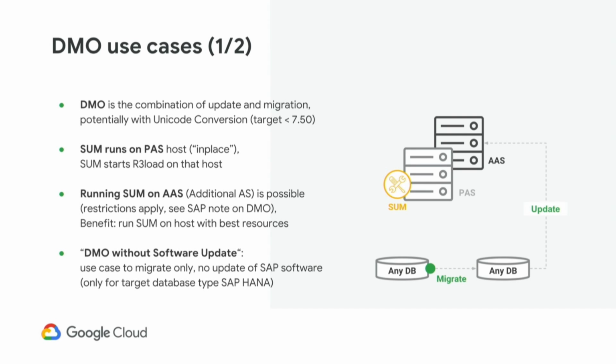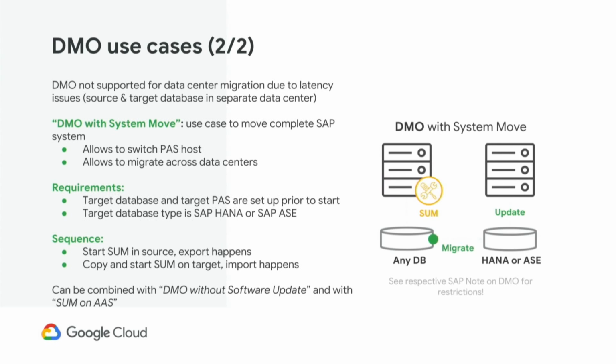In the case of DMO without software update, it will only do the migration, no updates, right? And in the context of the same data center. However, DMO with system move allows you to move your complete SAP system to another data center as well, right? So arguably, you could take this approach to also do that in the context of Google Cloud. So this will be a set of options.